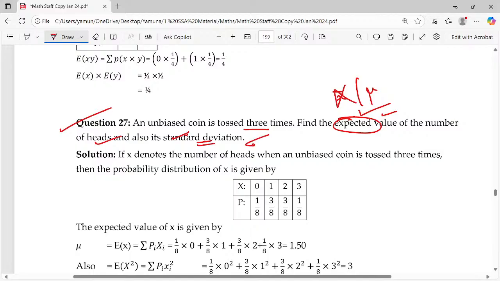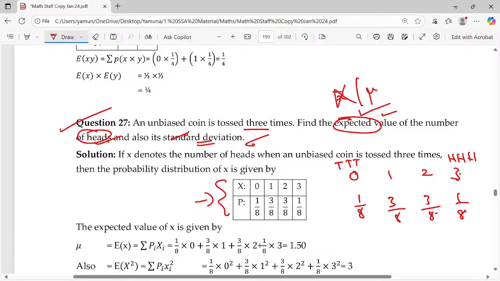If you know this table, how do you represent it? We are talking about the number of heads. So there can be 0 heads, 1 head, 2 heads, or 3 heads. 0 heads means all tails, which means there's only one possibility out of the 8, so 1 by 8. Likewise, when you talk about this one, you get all heads. It also will be 1 by 8. And the remaining will be 3 by 8 and 3 by 8. Do you know how you get this? Particularly Pascal's triangle. You know Pascal's triangle.